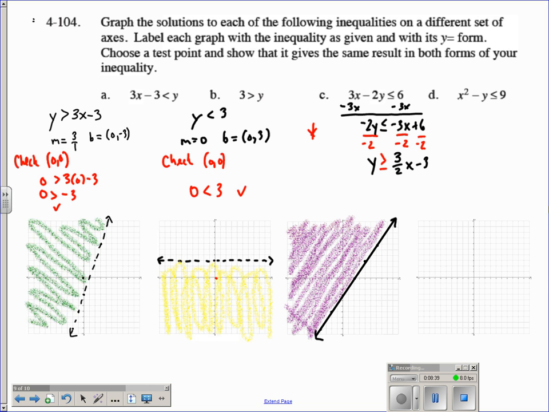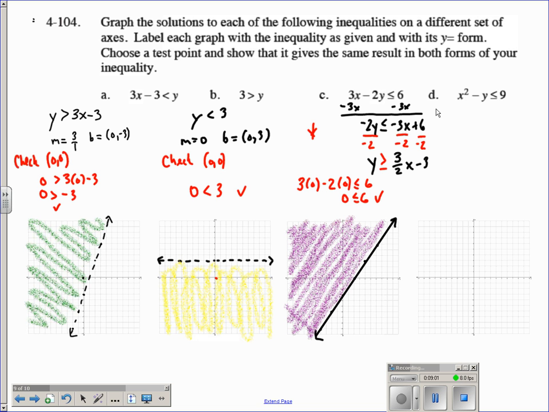Once again, your check. Let's use the point (0, 0) because it exists in there. So if I said 3 times 0 minus 2 times 0 is less than or equal to 6. 0 minus 0 is 0, and that's less than or equal to 6. We know we're right.